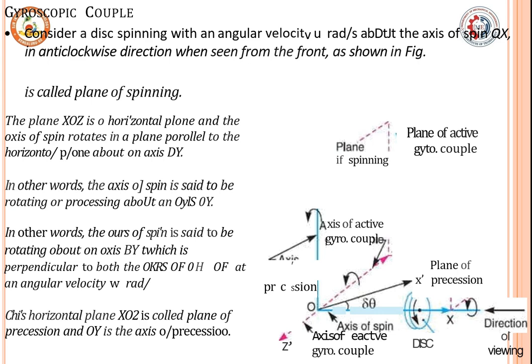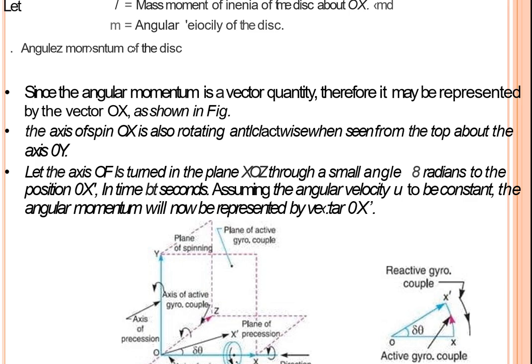When you consider the gyroscopic couple acting on the disk, there will be an axis of active gyroscopic couple, and there will be a reactive gyroscopic couple in the opposite direction. For the axis we consider, there will be a corresponding shift in the axis which can be measured. In the diagram, for every active gyroscopic couple in the forward direction, there will be a reactive gyroscopic couple, with an inclination of delta theta.